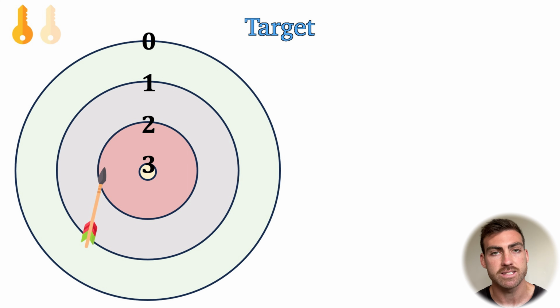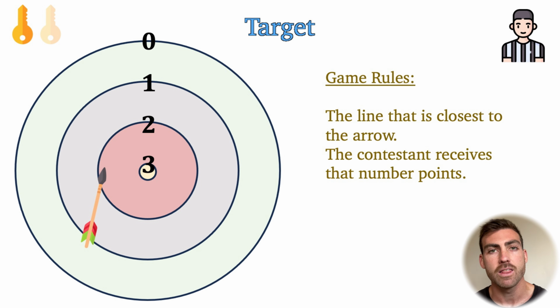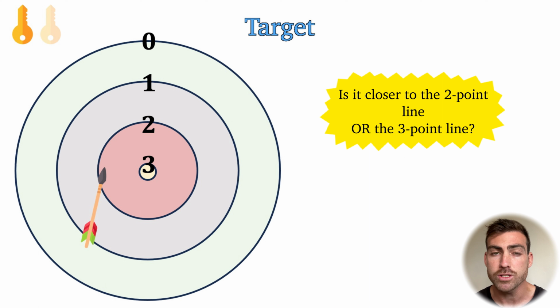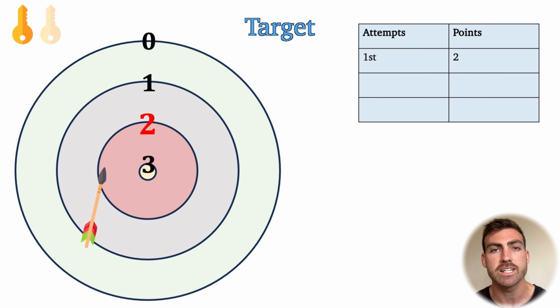Now, if an arrow lands here, I need you to be the judge and record the correct points for each attempt. The game's rules are that the line that is closest to the arrow, they receive that number of points. Is it closer to the 2-point line or the 3-point line? Yes, the 2-point line, so they get 2 points. If the next arrow lands here, we can see that it's closest to the 1-point line.